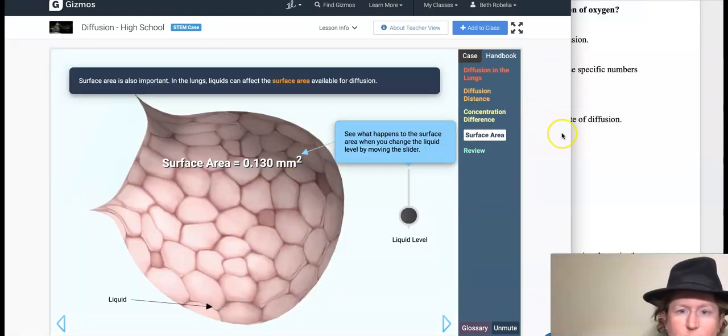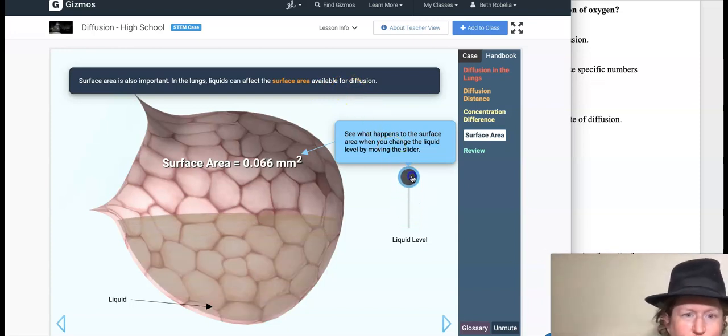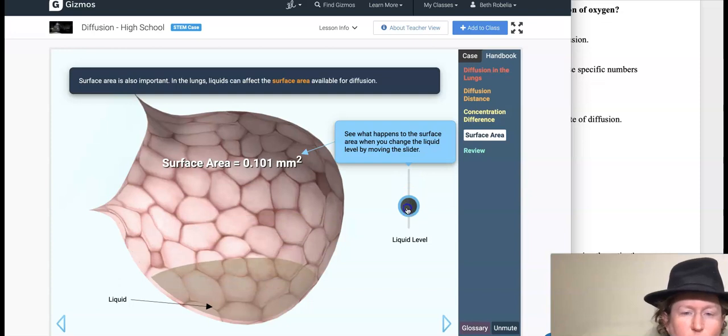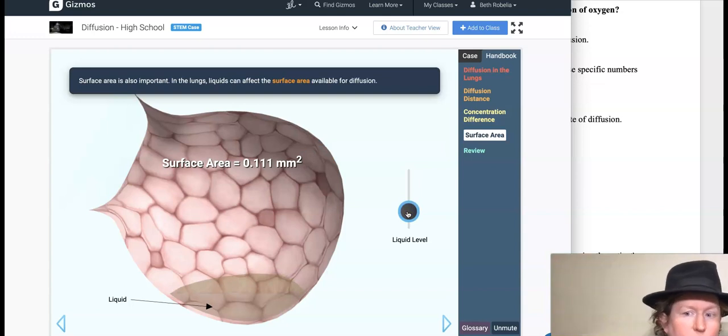All right, we skipped a few, but we're going on to surface area here. And we're going to see how fluid in the lungs can affect the surface area available for diffusion. We can move the slider up here, and you can see your lungs filling up with fluid. For various reasons, your lungs can have some fluid in them. One of the most common is pneumonia.